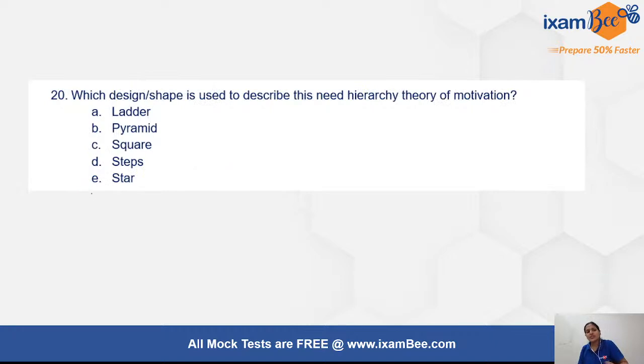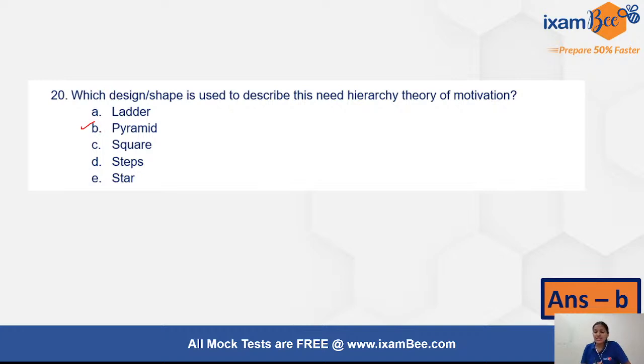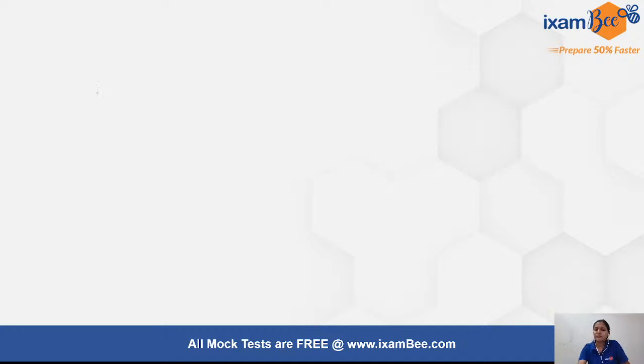And the final question was, in which shape is this theory presented? So now you know it, I have already shown it to you. It is the pyramid shape in which this theory is presented. So these were the 20 questions of 2 marks and 10 questions of 1 mark, total 30 objective questions that had come last year for NABARD Finance.